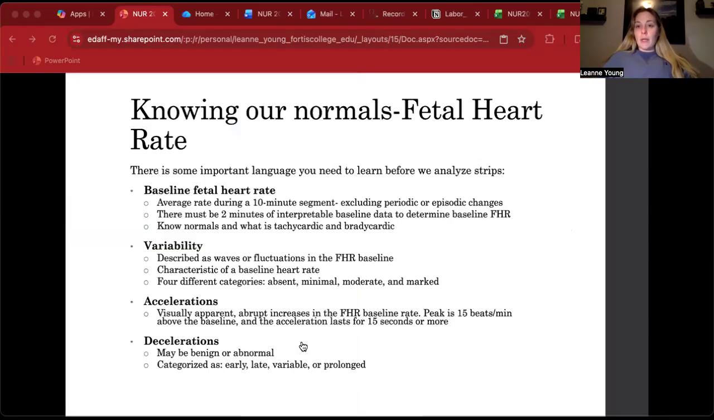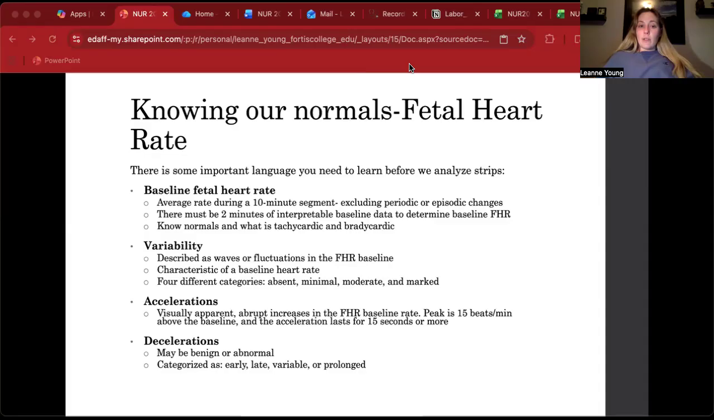All right, so before we start reading tracings, we need to know what our normals are. Okay, let's talk about this vocabulary because the vocabulary when we talk about labor is sometimes the hardest thing for people to understand. So I want you guys to understand it really well. So there's some important language that you need to learn before we analyze strips. So our baseline fetal heart rate is something that we are going to look at whenever we're analyzing fetal heart rate tracings. So the average rate during a 10-minute segment is what our baseline fetal heart rate would be. And that is excluding periodic or episodic changes. So basically, where is your baby's heart rate consistently during a 10-minute segment of tracing?